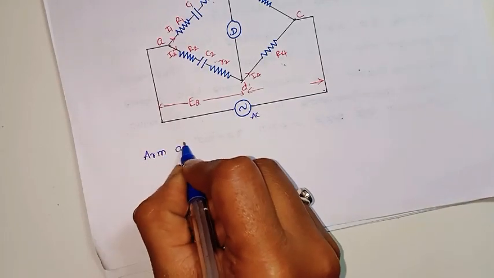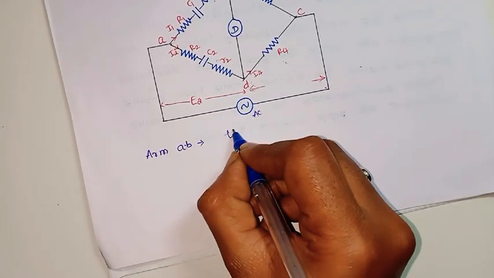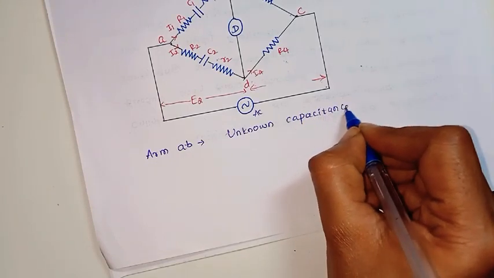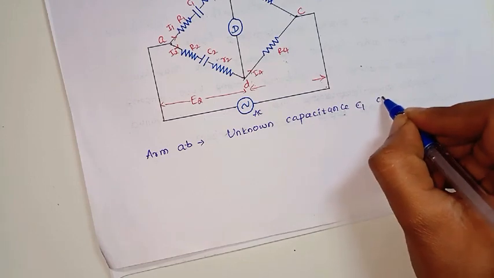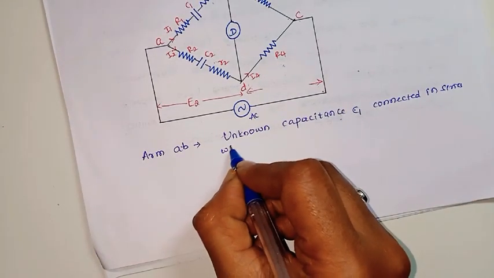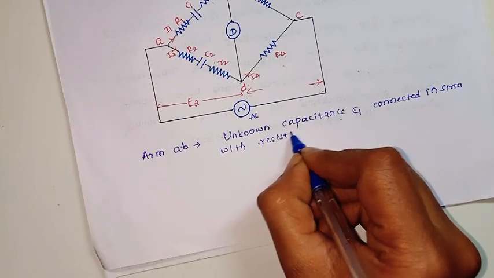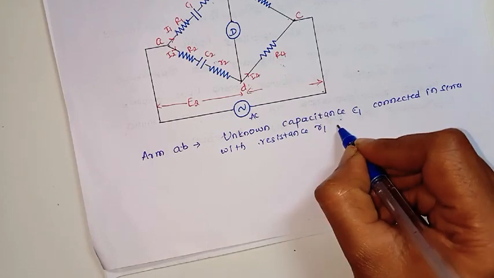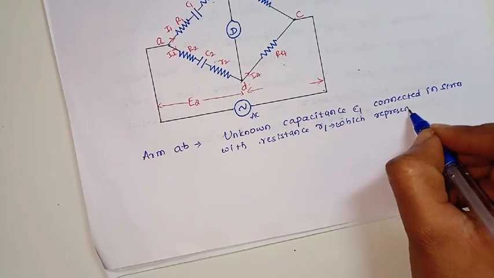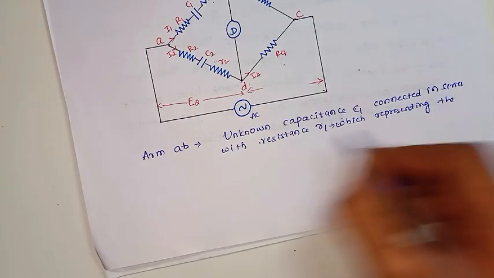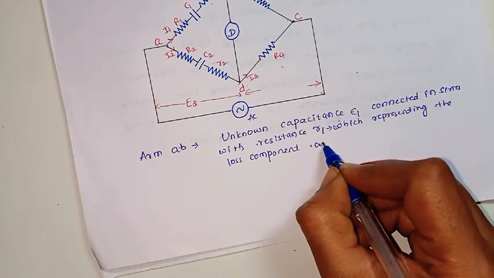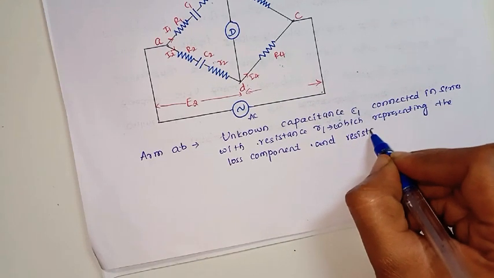So what is there in each arm? First, in the arm AB, the unknown capacitance C1 is connected in series with resistance r1, which represents the loss component, and another resistance, capital R1.